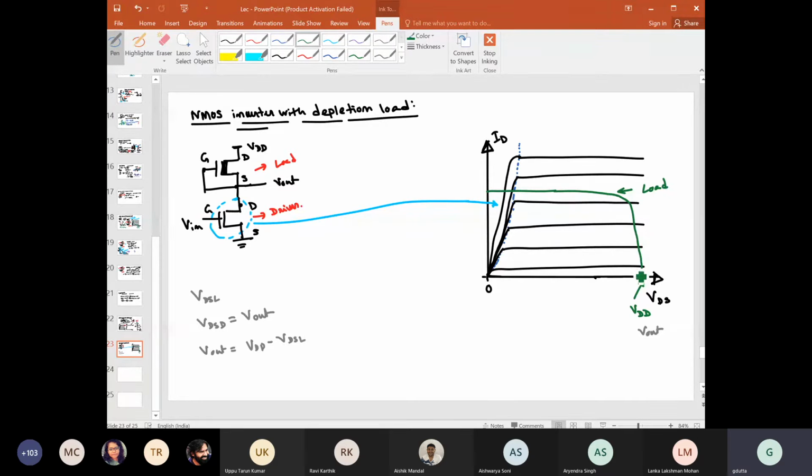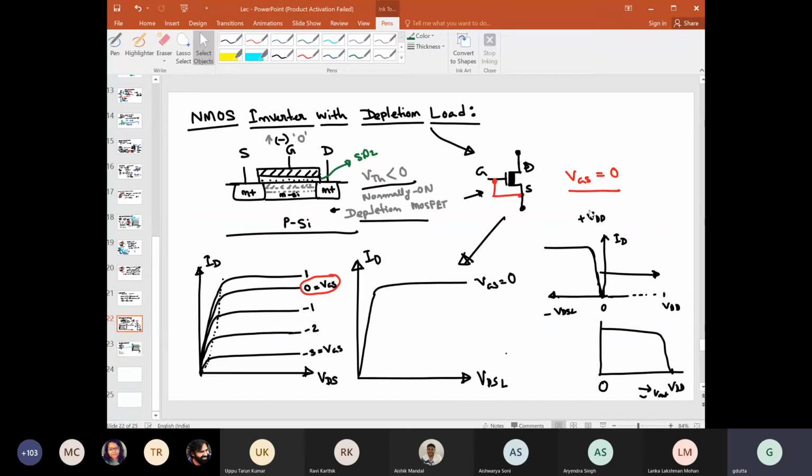I hope you understood how we are getting, or drawing, this characteristics here, and why it should be like this. Okay, great. If you have understood, then before we proceed, let us go back to the previous page and see one more important thing here, which I want to ask you.